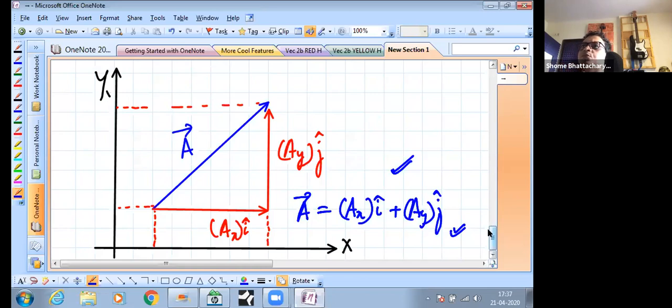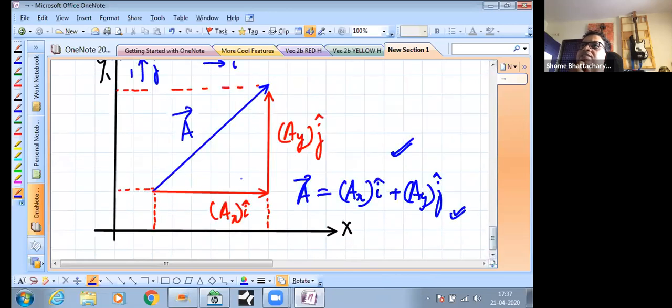So what is the magnitude of i cap? It is 1. What is its direction? Along positive x. What is the magnitude of j cap? Its magnitude is unity. But what about the direction of j cap? It's upward. So j cap would look like a vector like this of magnitude unity, and i cap would look like a vector like this of magnitude unity. Okay. So next, when I work this out with some examples, this will become even more clear.